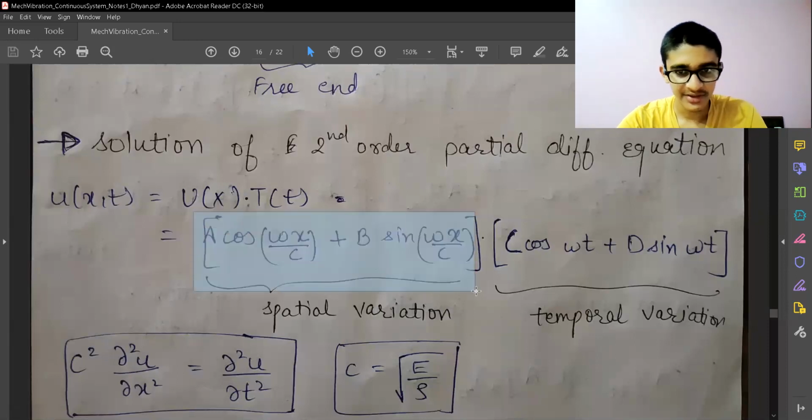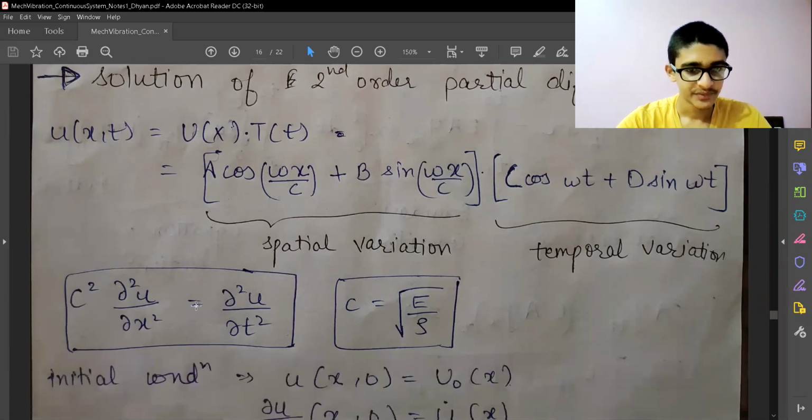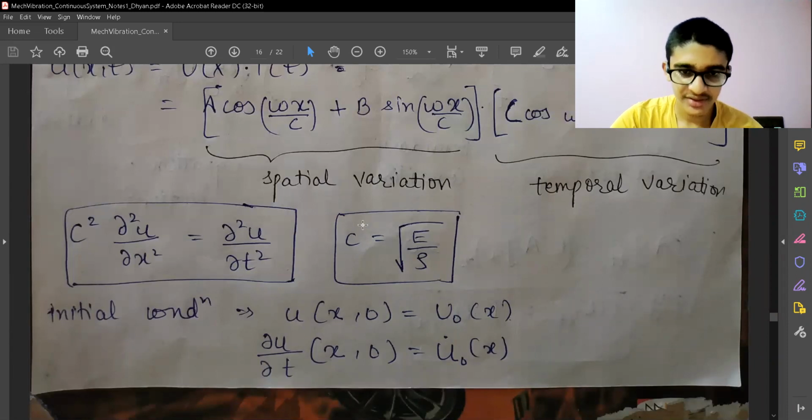This is the decoupled equation solution in the spatial coordinate. This is the solution for the temporal coordinate decoupled equation. We must remember that c was the wave speed, equal to square root of E by rho. Rho is the linear mass density, not the volume mass density. We also know the initial conditions: u of x comma 0, at time t equal to 0, is u naught, some value of u naught at x. So at all x, u naught is defined, and del u by del t is equal to u naught dot. I have defined it with respect to dot.